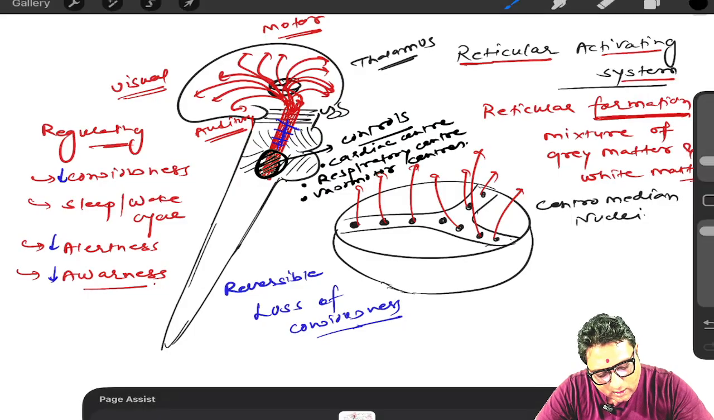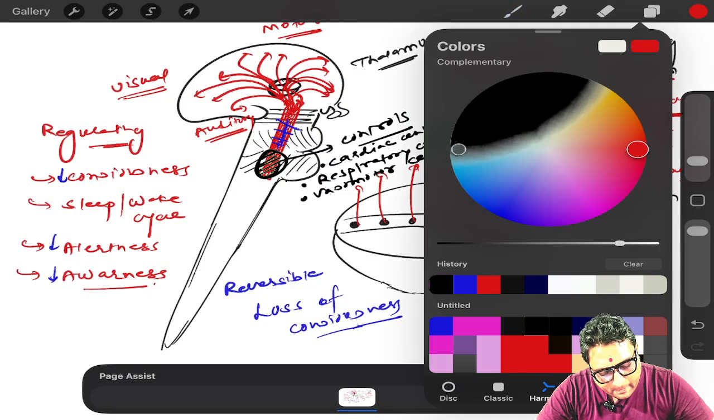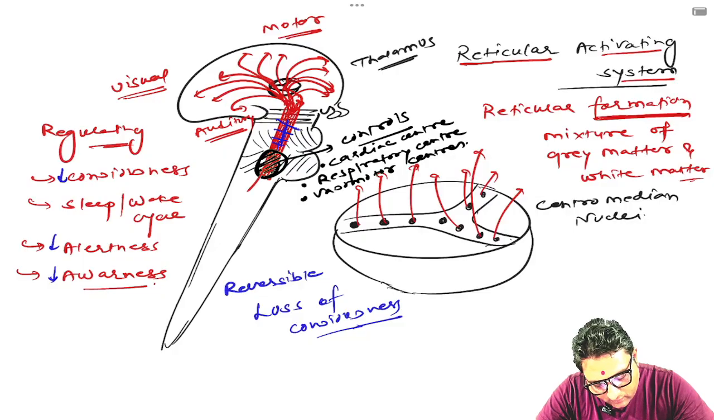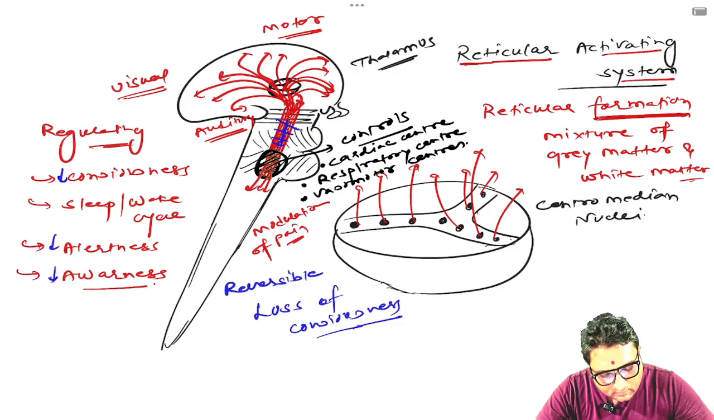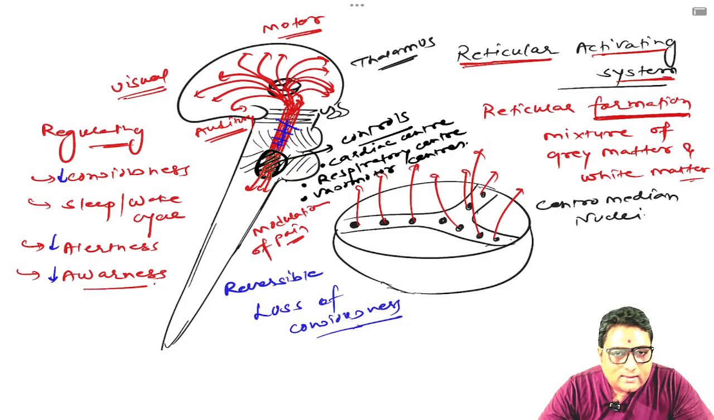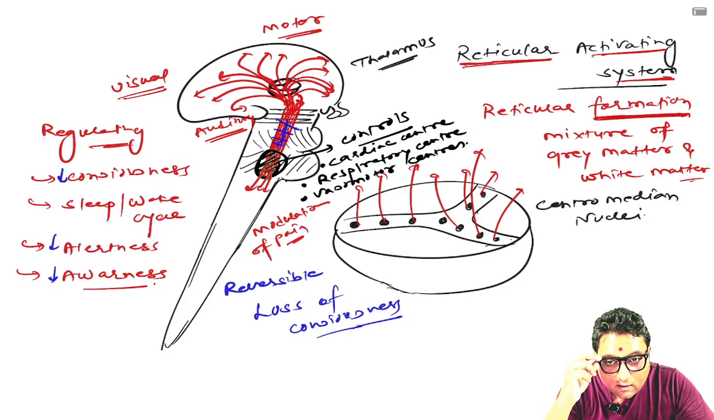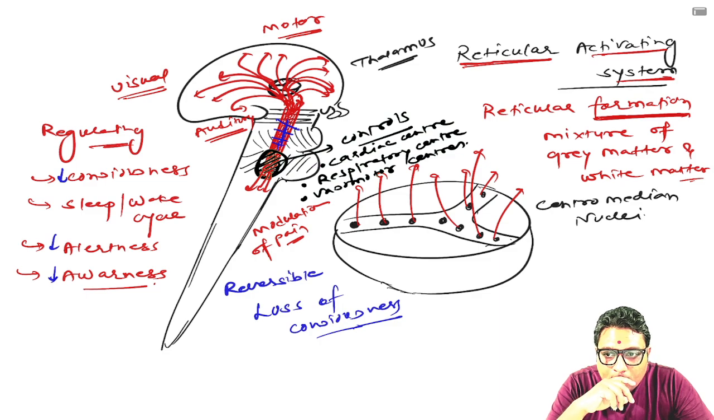Descending fibers also control or modulate. Descending reticular fibers also modulate pain sensation. But since we are talking about the reticular activating system, which is the ascending reticular formation, not descending.